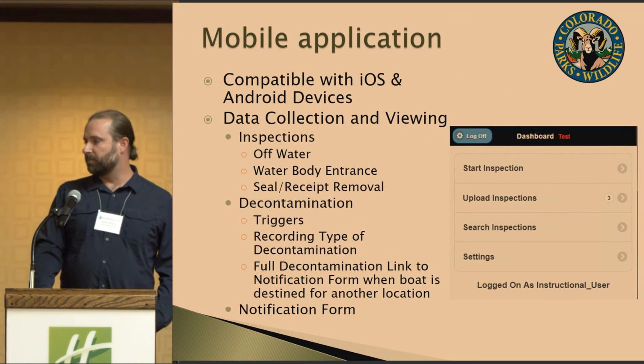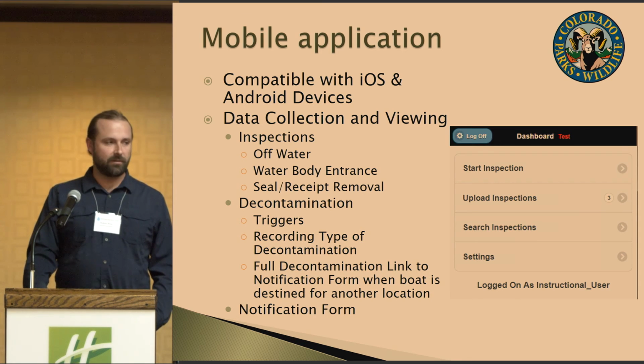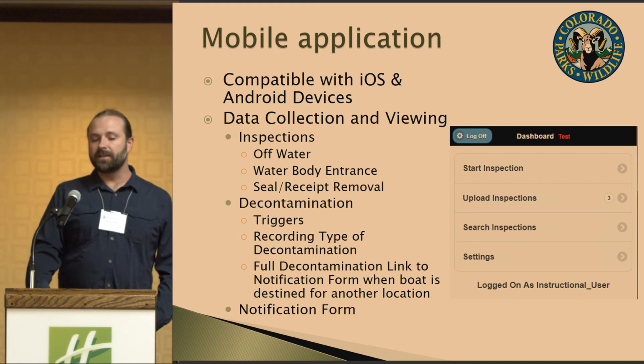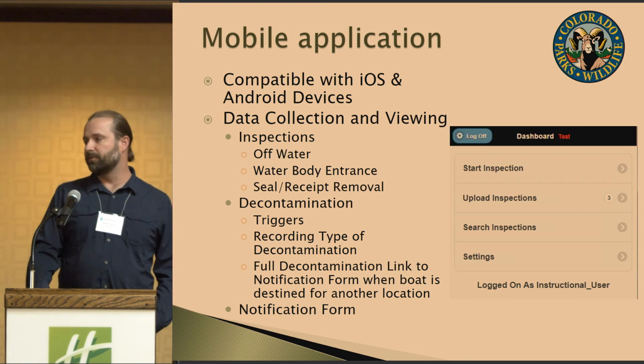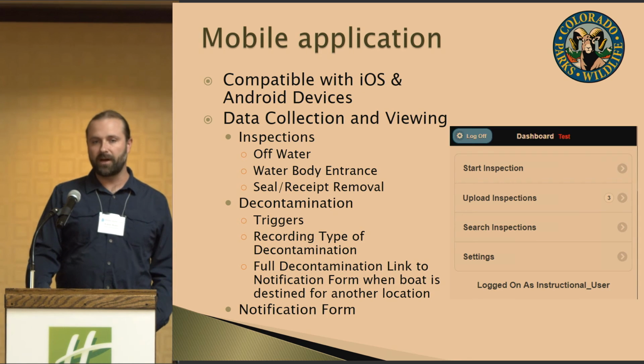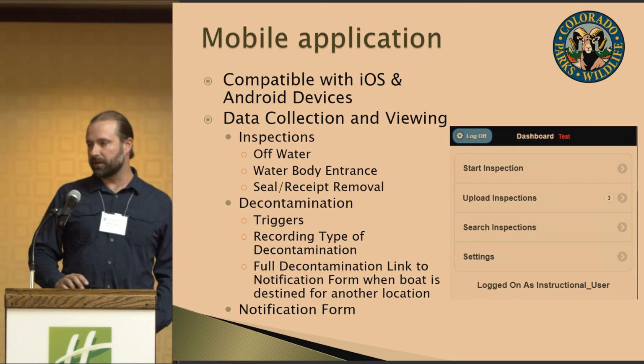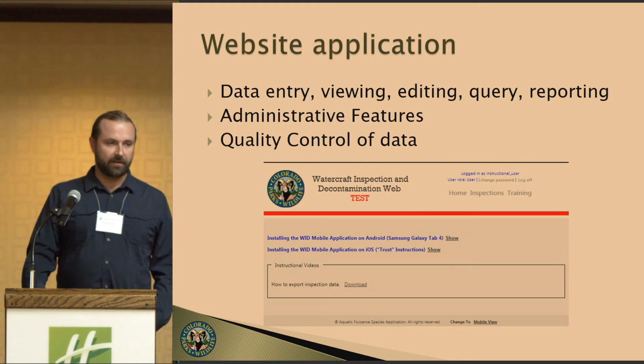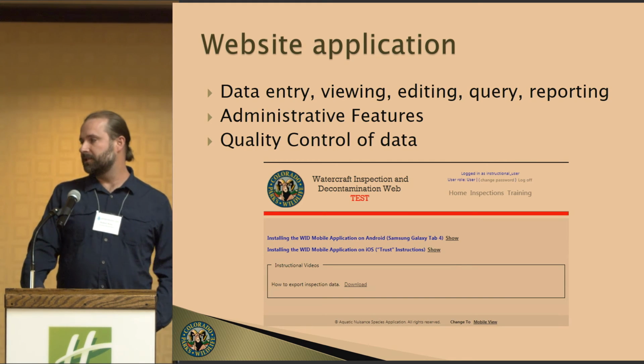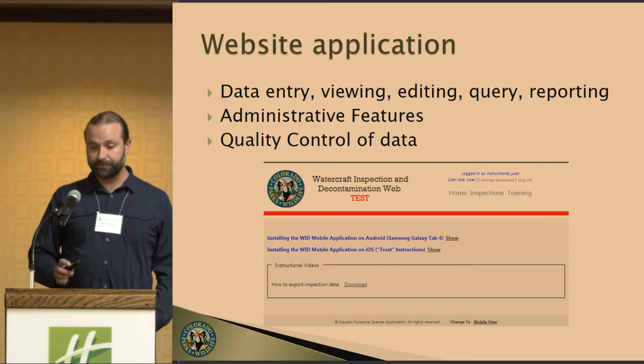There are two primary components to this application. There is a mobile component, which is essentially a data collection utility for use out there in the field. This allows the inspectors to enter data and to query previous inspections so they can figure out where these boats have been inspected. It allows us to provide notifications to different recipient states of boats leaving infested waters. And then there is a website component, which is much more of an administrative feature. This has things like data viewing, editing, querying, reporting, and allowing us to manipulate the forms that are being used by the users out there in the field.